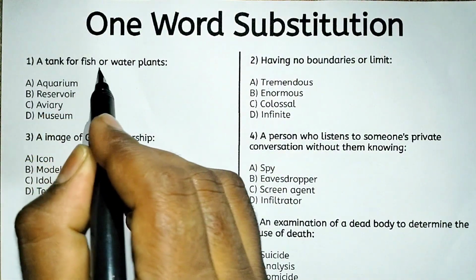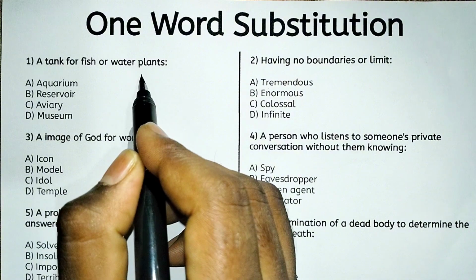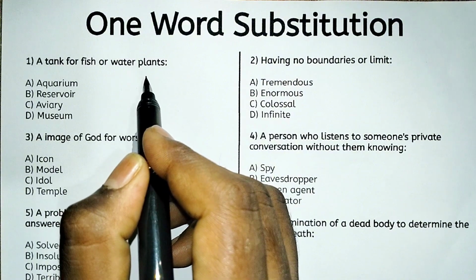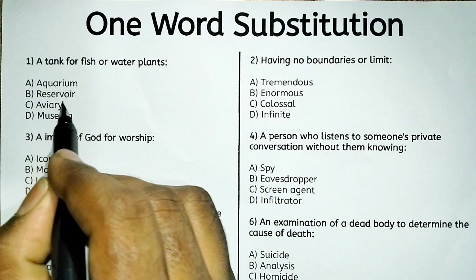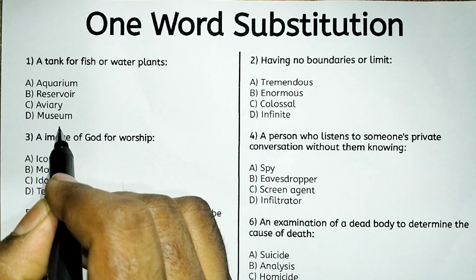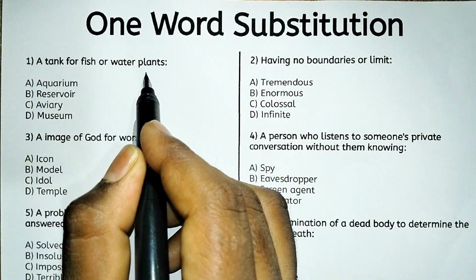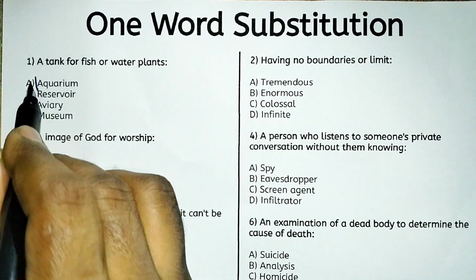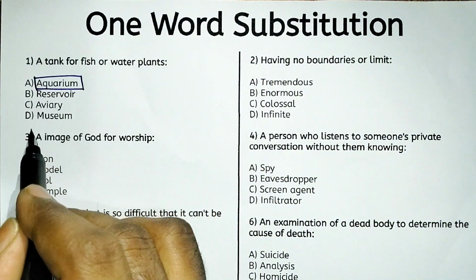A tank for fish or water plants. So what is the one word substitution? Option A, aquarium, option B, reservoir, option C, aviary, or option D, museum. So a tank for fish or water plants, that is option A, aquarium. So look at the other options.